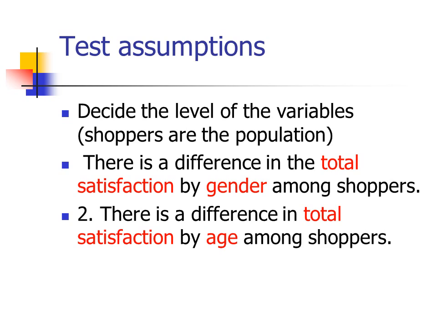So what we're going to talk about is testing the assumptions. And the assumptions include deciding on the level of the variable. Here, shoppers are the population, and there are two hypotheses. There's a difference in the total satisfaction by gender, and I put in red there that one variable is satisfaction and the other is gender. And then the second hypothesis, the variable is also satisfaction, and the other variable is age.